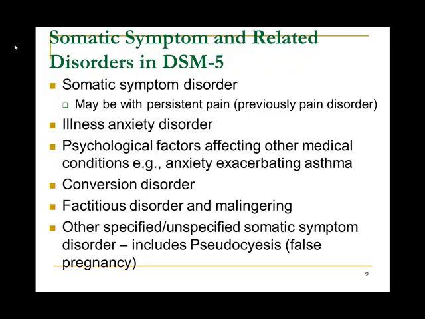In the DSM-5, somatic symptom and related disorders include somatic symptom disorder, which may be with persistent pain, previously known as pain disorder, illness anxiety disorder, psychological factors affecting other medical conditions, for example anxiety that exacerbates asthma, conversion disorder, factitious disorder and malingering, and other specified or unspecified somatic symptom disorders, which include pseudocyesis or having a false pregnancy.